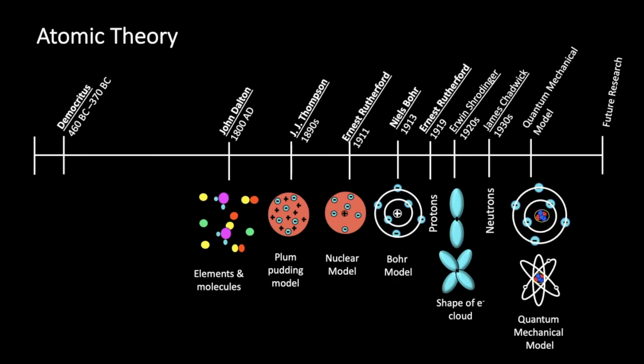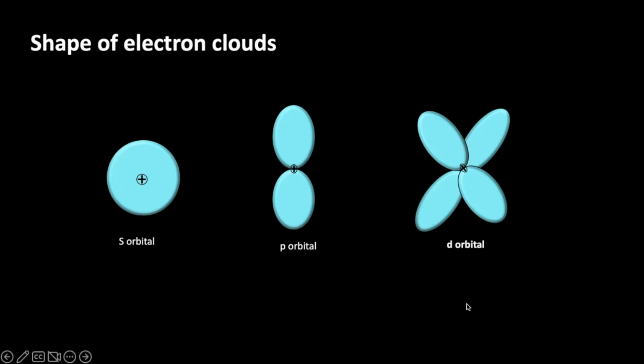So then with some more research, Rutherford discovered protons in 1919. In the 1920s, what Schrodinger did was basically discover the shape of electron clouds. And we call, again, these orbitals. And there's different shapes, like the dumbbell shape or like the four-leaf clover shape. So these are the actual shapes of the electron cloud.